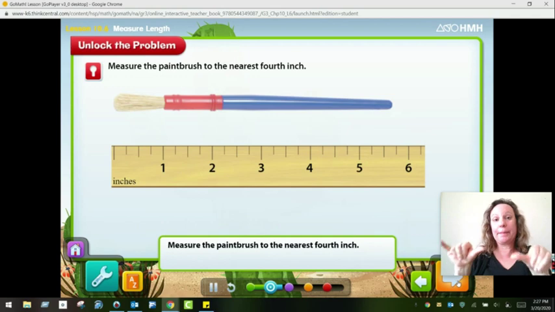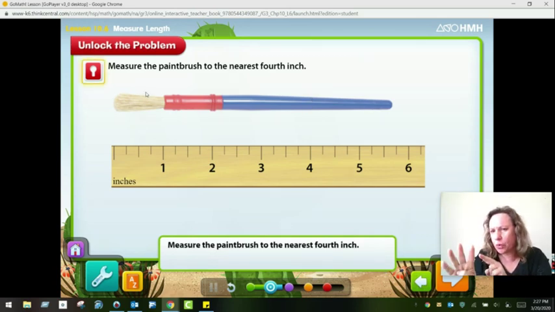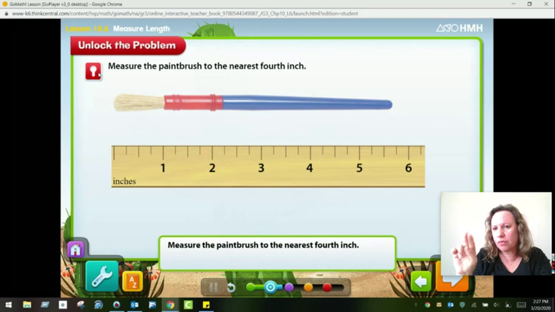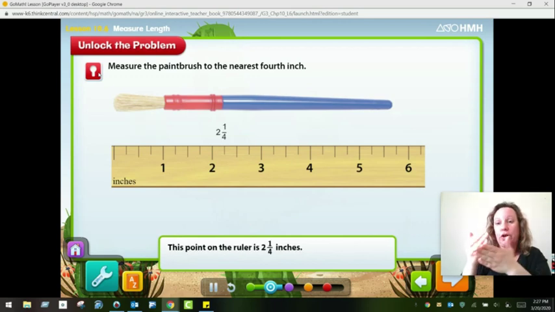Measure the paintbrush to the nearest 4th inch. Okay, so now I'm looking at my fourths. The 4th inch markings on a ruler divide each inch into 4 equal parts. This point on the ruler is 2 1/4 inches.